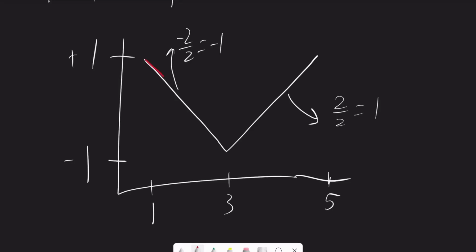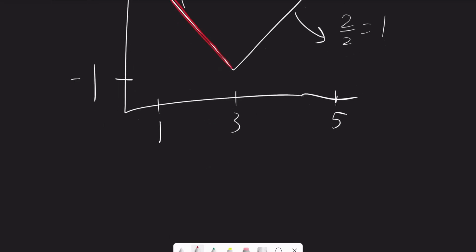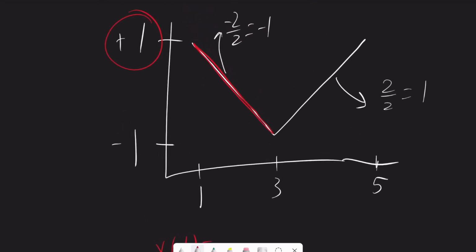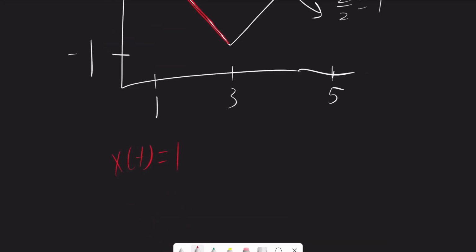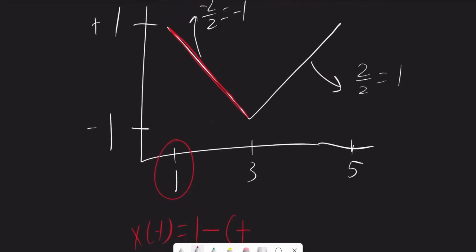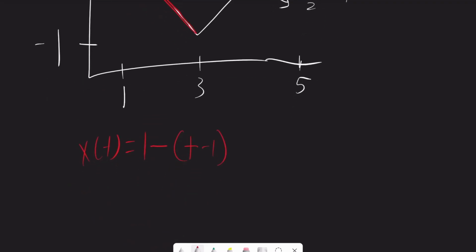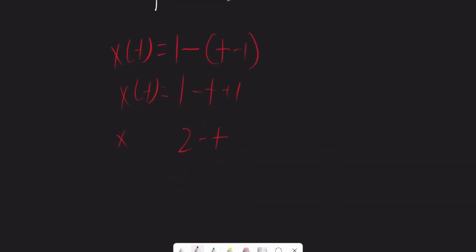I'll write out the equation for the negative slope region. X of t will have a vertical shift of positive 1, so it'll be 1. And since it has a negative slope of negative 1, we'll have minus t, and there's a right shift of 1, so it'll be t minus 1. So x of t will be 1 minus t plus 1, or 2 minus t. And this is on the region from 1 second to 3 seconds.